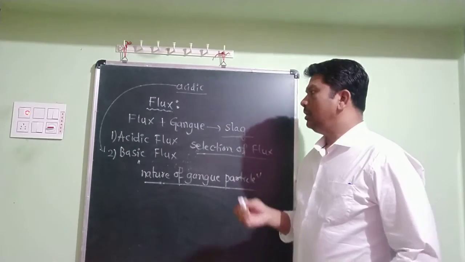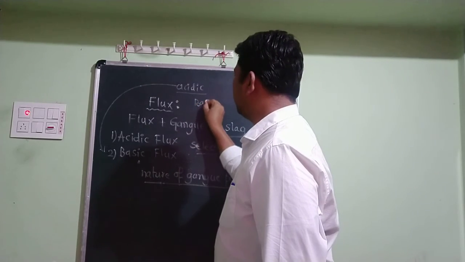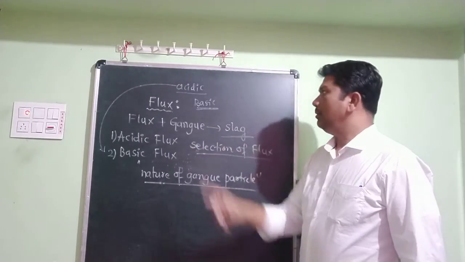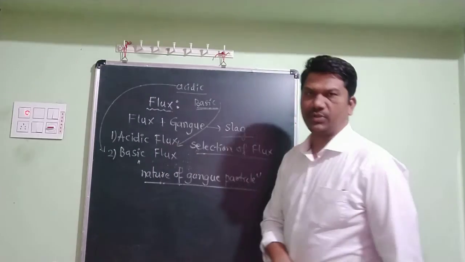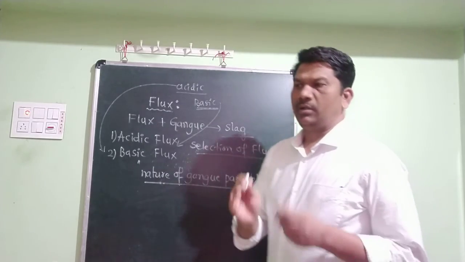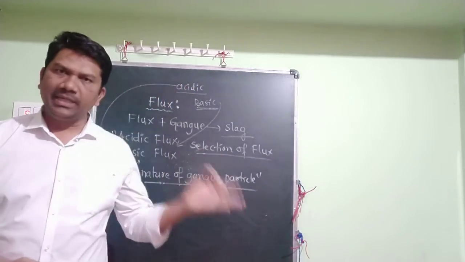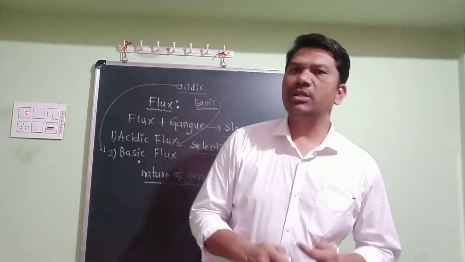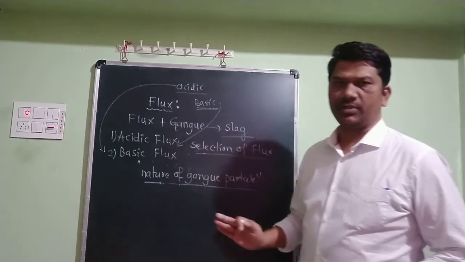And if the nature of the gangue particles are basic in nature, we have to select an acidic flux. Opposite. If the gangue particles are acidic in nature, we have to select a basic flux. And if the gangue particles are basic in nature, we have to select an acidic flux.